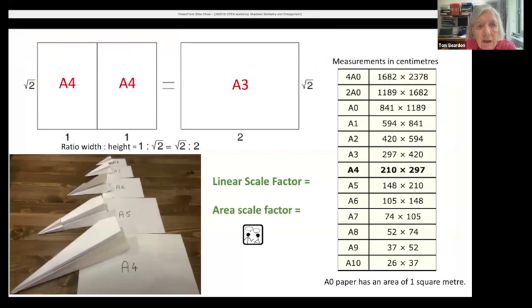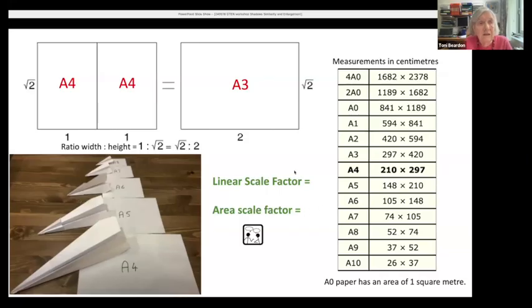shorter edge to the longer edge is 1 to root 2. Shorter edge is 1, and for A4, the ratio shorter to longer is 1 to root 2. So the linear scale factor, what is that? What's the linear scale factor and what's the area scale factor? If it's 1 to root 2 for the linear scale factor, then you square that to get the area scale factor. So the area scale factor is 1 to root 2 squared. So it's 1 to 2.